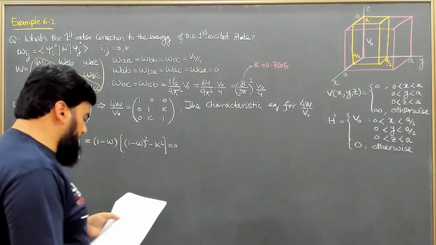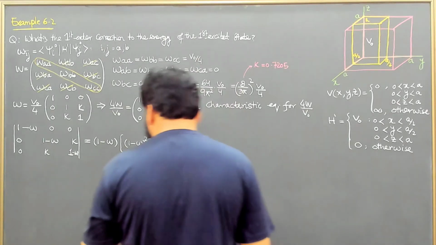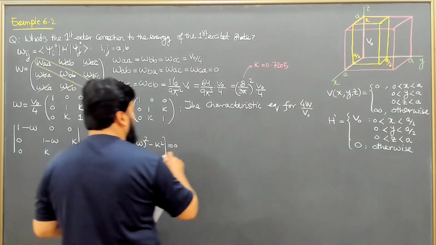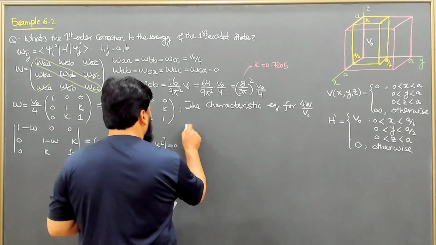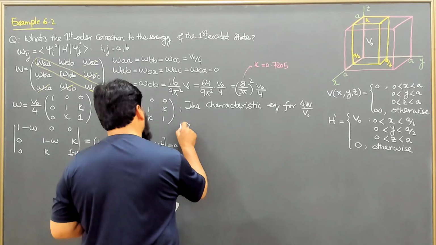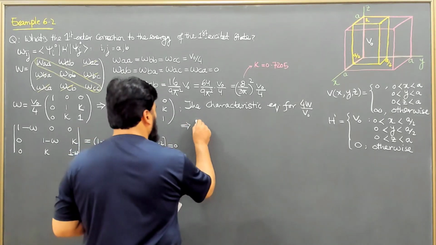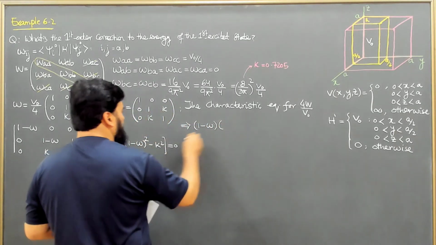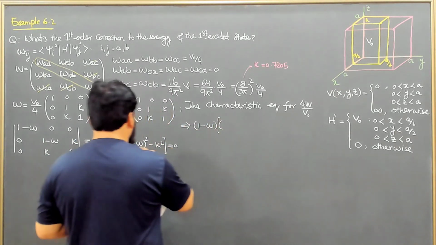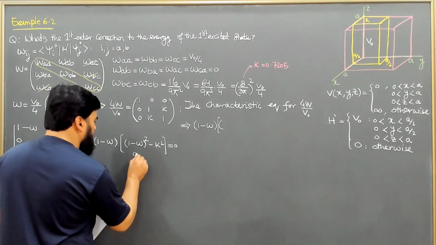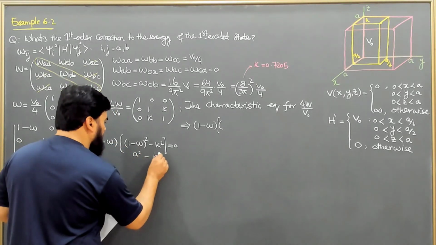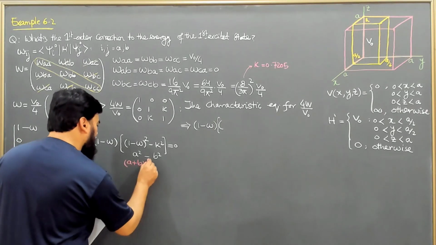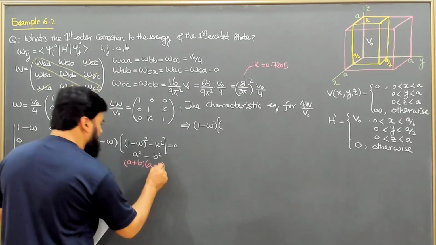So when I expand this equation, it comes out that I can write this in the form of a squared minus b squared. So it will be 1 minus w, and then this one I can write as a squared minus b squared. So I can write this as a plus b into a minus b.